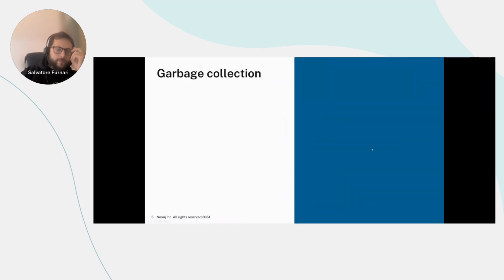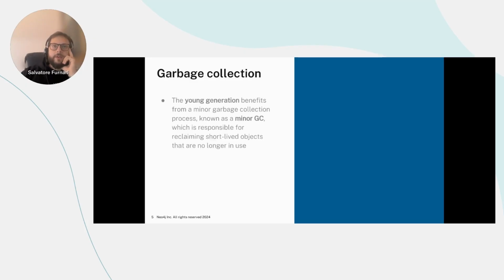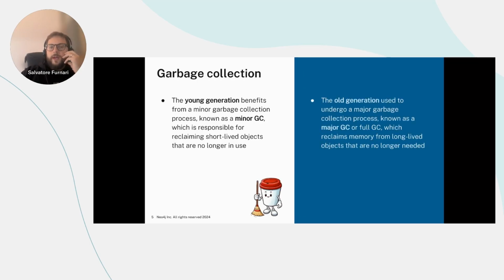We have different garbage collection cycles. We have a minor garbage collection cycle, which is responsible for reclaiming short-lived objects that are no longer used, and the major garbage collection process, or full garbage collection, which is the equivalent for the old generation.